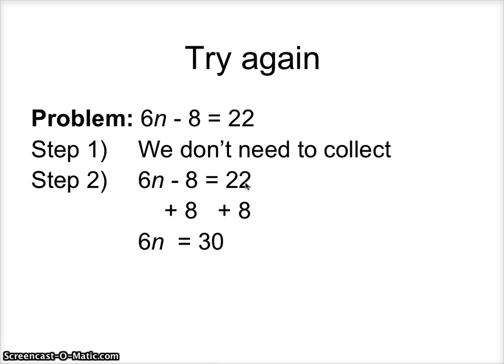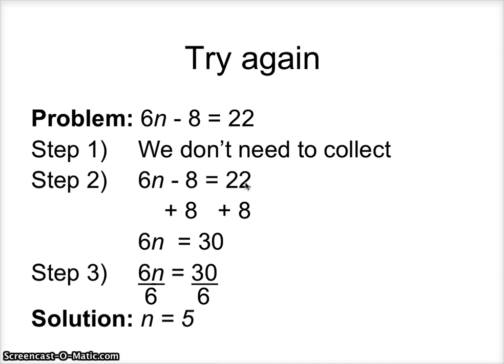Well, now I'm pretty close. Now I know that I can go to step 3, which is divide both sides by the number in front of the n, in this case 6. So 6n divided by 6, that's just 1n, and 30 divided by 6, well, that's 5.